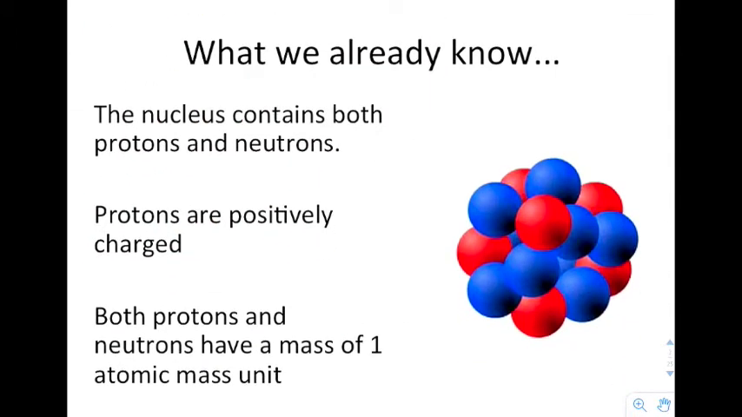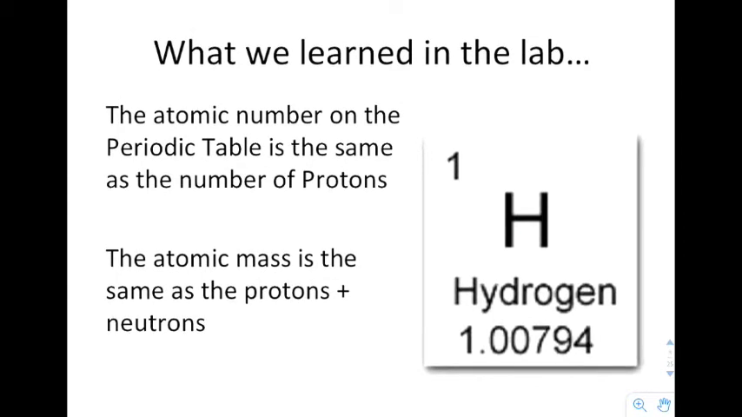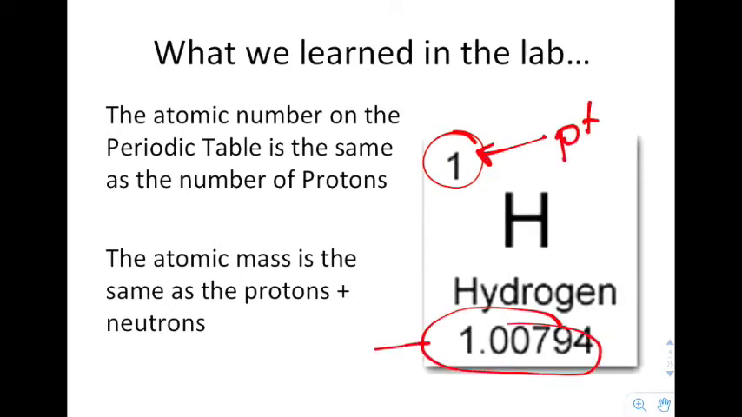So first, what we already know. We already know that the nucleus contains both protons and neutrons. We know that the protons are positively charged, and that the neutrons have a charge of 0. We also know that they have roughly the same mass of 1 atomic mass unit. All that information was covered in Unit 2. Now, what we learned in the lab is that the atomic number on the periodic table is the same as the number of protons, and that the atomic mass is the same as the number of the protons plus the neutrons.